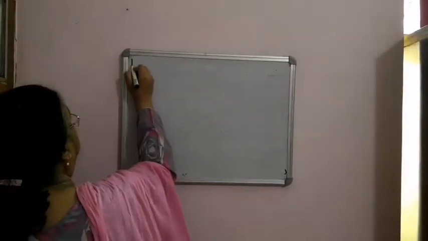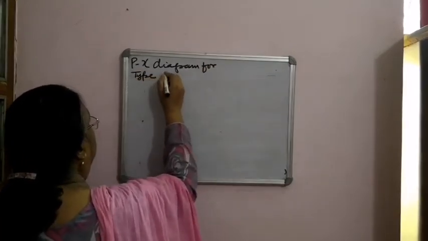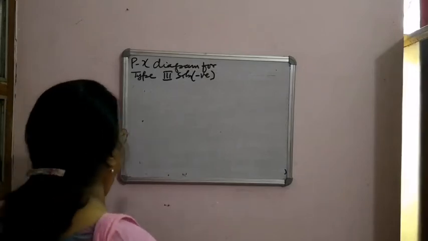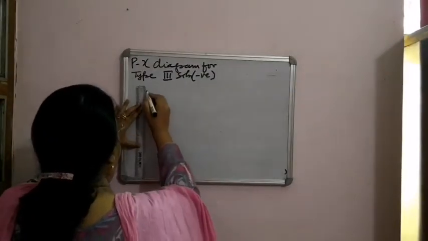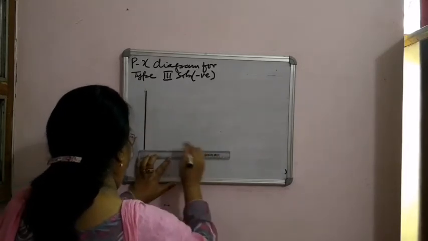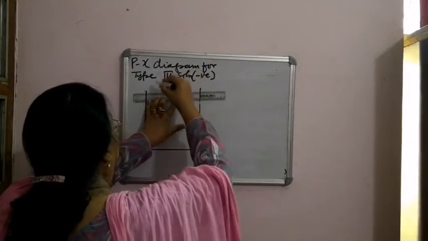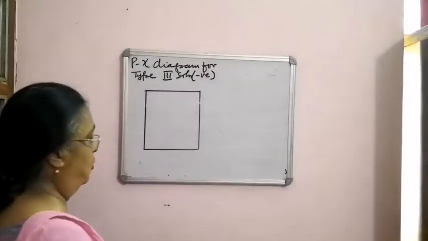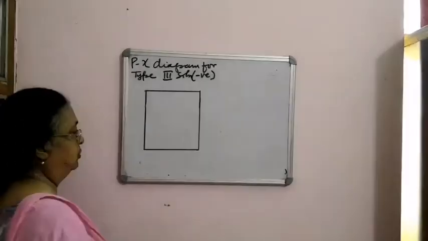Now we come to type 3. PX diagram for type 3. What is type 3 solution? Which show negative deviation. So we will plot the graph, PX diagram. The same thing we have to do. Don't be a lazy student, draw this figure again and again. If you draw it, prepare your notes and teach yourself, you understand and study, it will be more convenient and easy for you to remember.